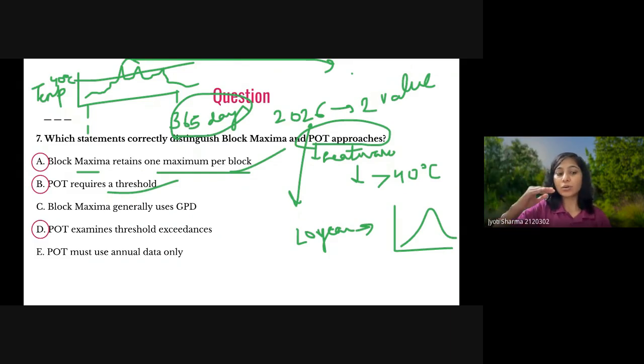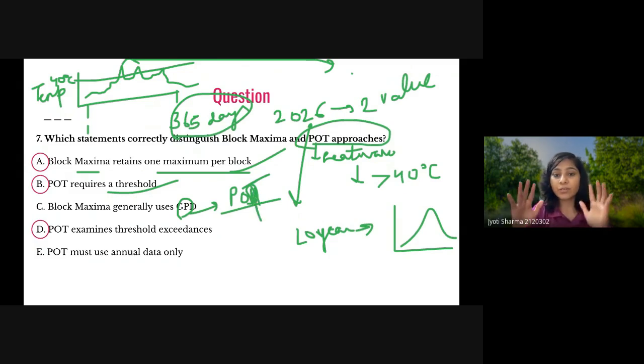So POT requires some threshold, and we have some methods by which we can check whether the threshold we have kept is right or not. Okay, we will learn about these methods also. Then the statement that block maxima generally use GPD: as I told you, the Pareto distribution is used with POT. It is based on a threshold. GPD distribution is based on the peak over threshold approach. Okay, so this is the wrong answer.